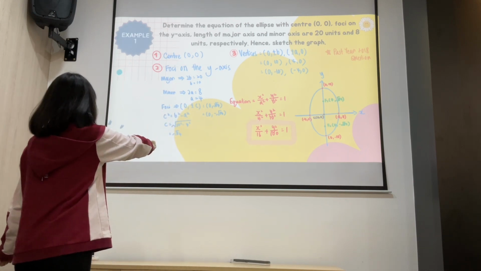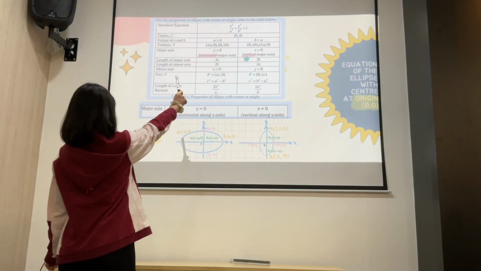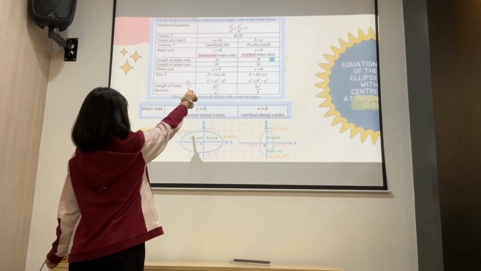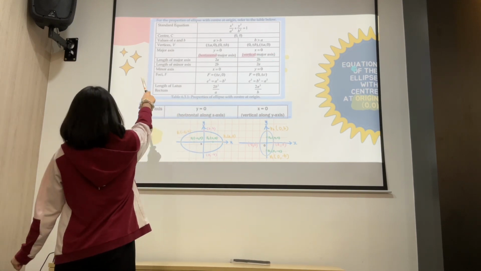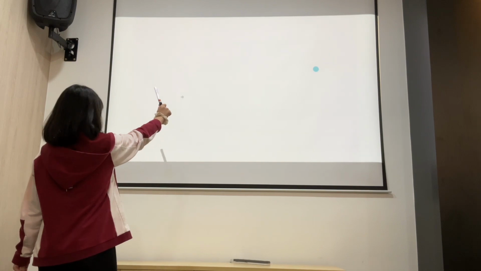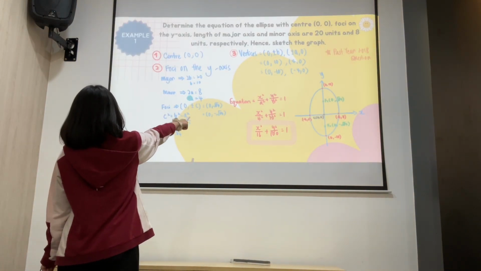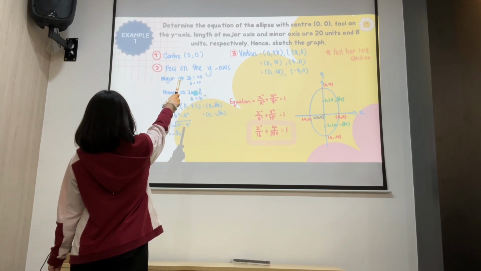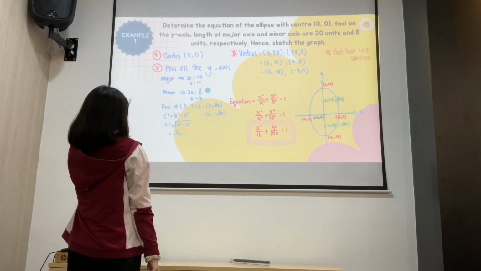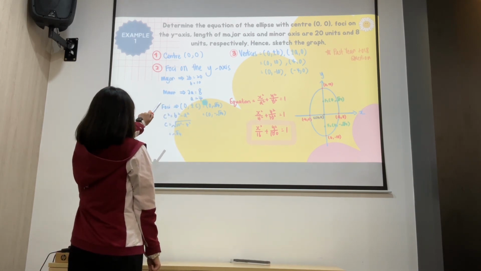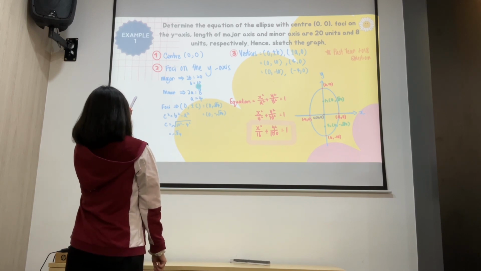So based on the table, we know that foci on y-axis is vertical major axis. So our length of major axis is 2b and our length of minor axis is 2a. So we use these two formulas and substitute 2b equal to 20, b equal to 10, 2a equal to 8, so we get a equal to 4.